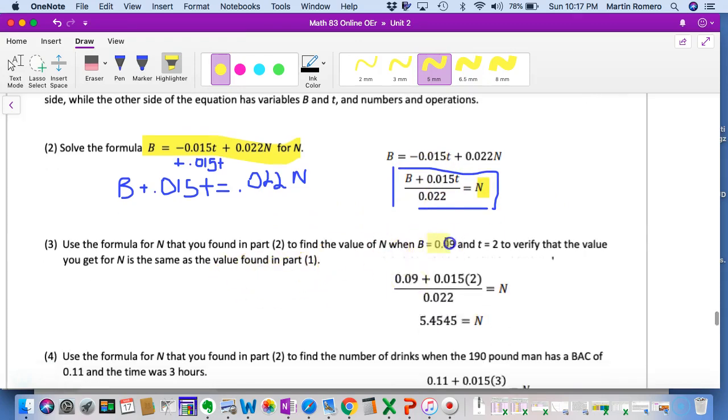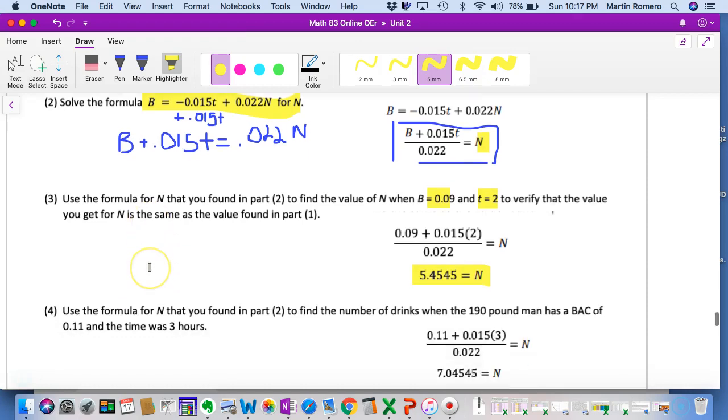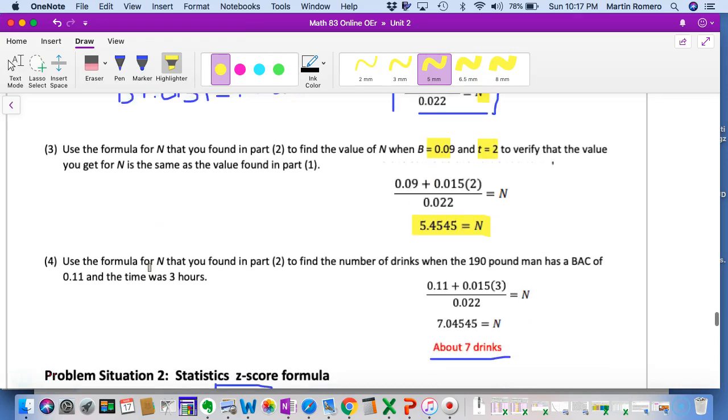When you're given B and you're given T, you can substitute into that formula, and now you have your answer of 5.5 drinks, or 5.45 if you round. That's the power, the advantage of solving a formula for a different variable. You can then create a new formula. In this case, we could repeat this process for a 190-pound male, 0.11 in 3 hours of drinking. You would get about 7 drinks when you substitute and use your calculator to solve that.